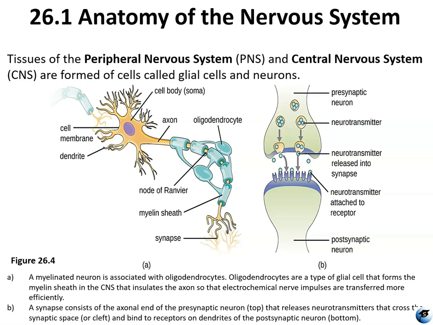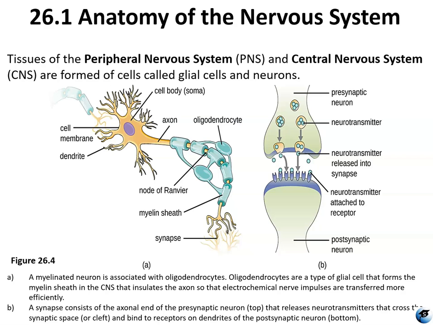Tissues of the peripheral nervous system and central nervous system are formed of cells called glial cells and neurons. Figure 26.4 is showing a myelinated neuron associated with an oligodendrocyte, right? So this here is your oligodendrocyte. These are myelin sheaths. This is the dendrite, the cell body. Oligodendrocytes are a type of glial cell that form the myelin sheath in the CNS, and it insulates the axon so that electrochemical nerve impulses are transferred more efficiently.